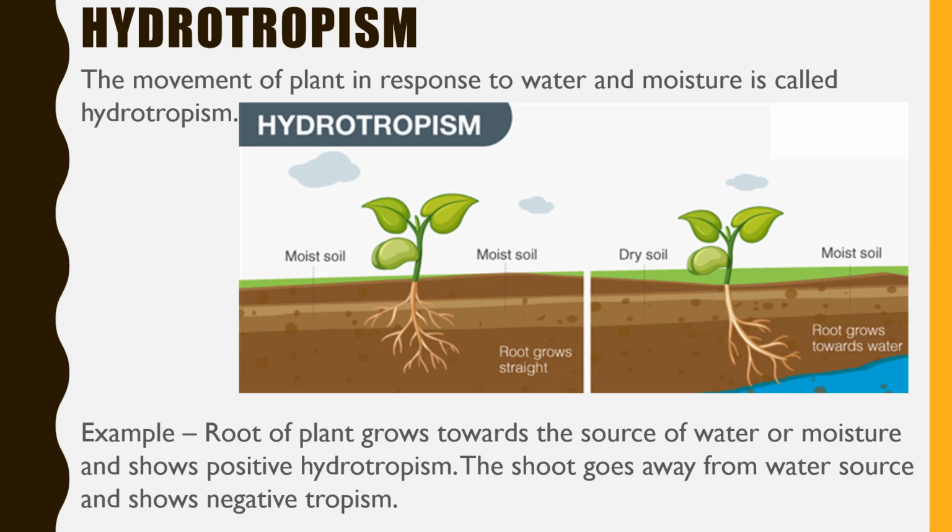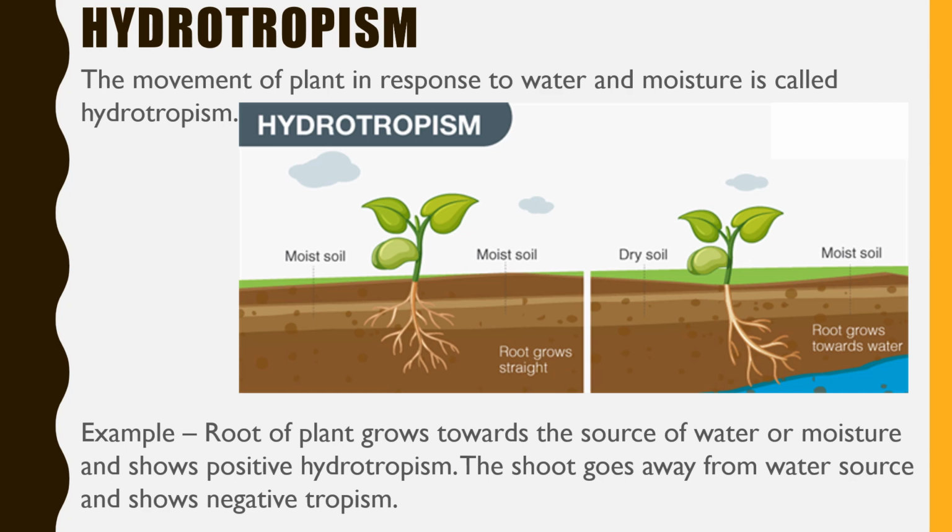Hydrotropism. The movement of plant parts in response to water or moisture is called hydrotropism. When a plant part grows towards the source of moisture or water, for example roots, it is said to be positively hydrotropic. The growth of roots towards moisture ensures that roots will be near the water available in the soil. Thus, roots are positively hydrotropic.